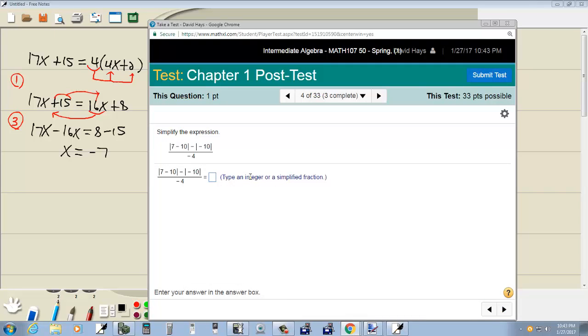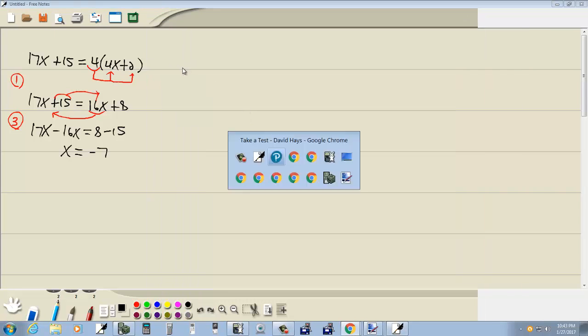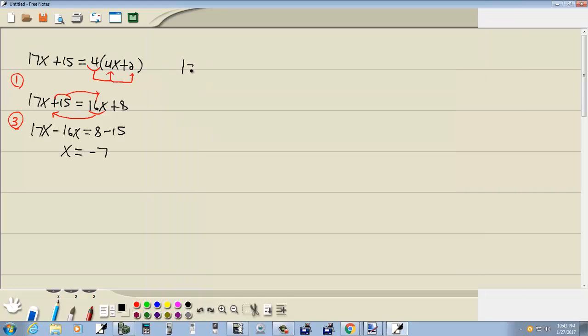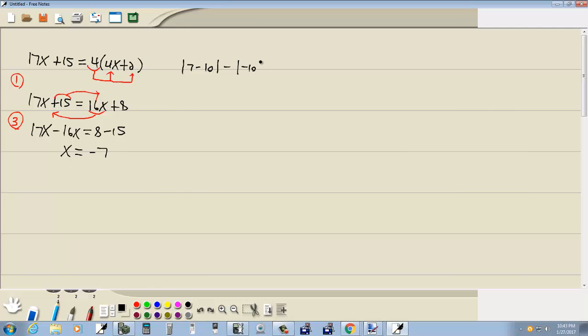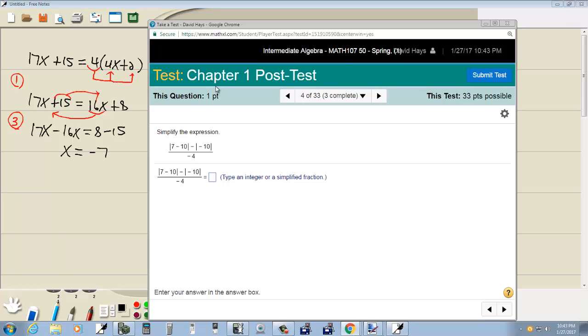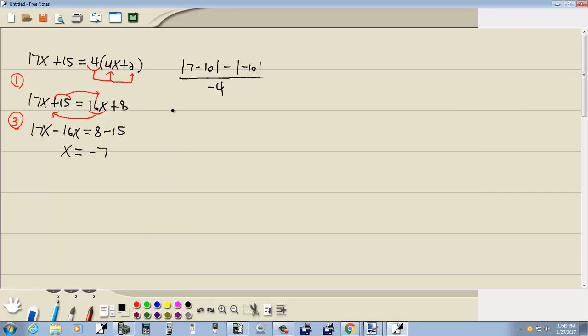Simplify the expression. Okay, we got absolute value of 7 minus 10 minus absolute value of negative 10 over negative 4. Well, if we do what's inside this absolute value here, 7 minus 10 is negative 3, so we got the absolute value of negative 3 minus the absolute value of negative 10 over negative 4.